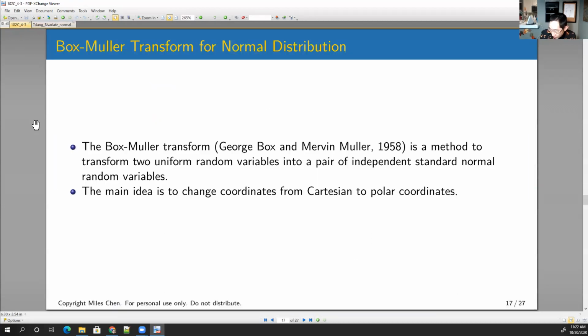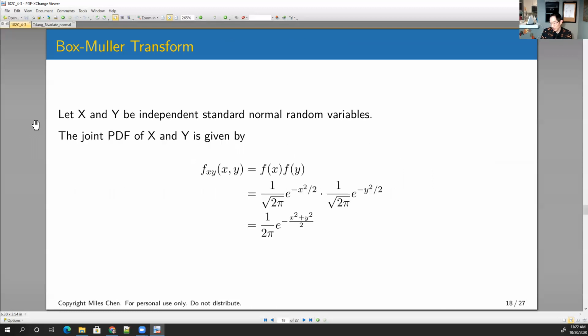The Box-Muller transform is a method that we can use to transform two uniform random variables into a pair of independent standard normal random variables. This is a way for us to generate normal random variables, even if we're starting just from uniform random variables. The idea here is we're going to switch from Cartesian coordinates to polar coordinates, so we're going to go from x, y to r and theta.